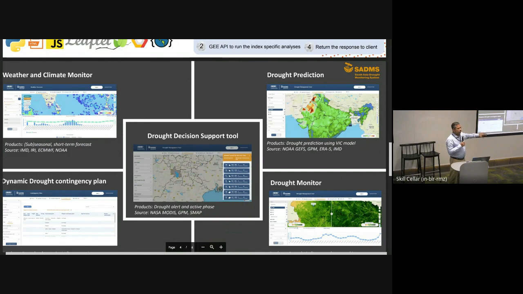You do not need to generate the maps separately. You can go there in the system. You can get not only pixel-level data, you can get the aggregation at your district level as well as state level. So those things are there, and based on that you can take some kind of early actions.